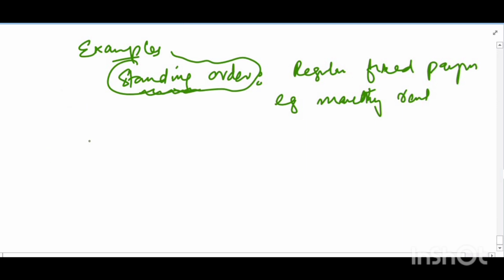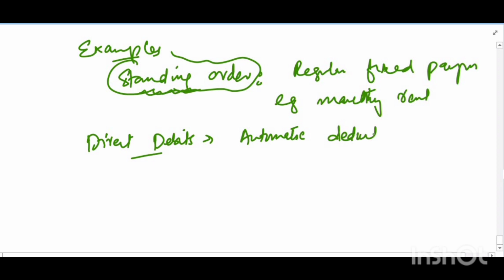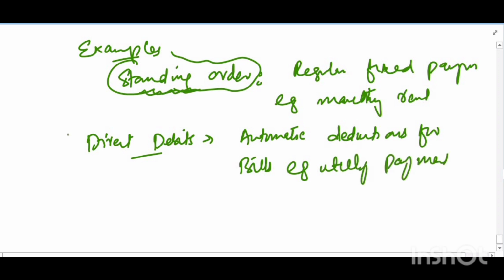Another one is direct debit, and that is also an automated receipt and payment method. This is automatic deduction for bills. If you are paying bills like utility payment, then you are using the direct debit method. Now, what are the drawbacks of this automated receipt and payment method?